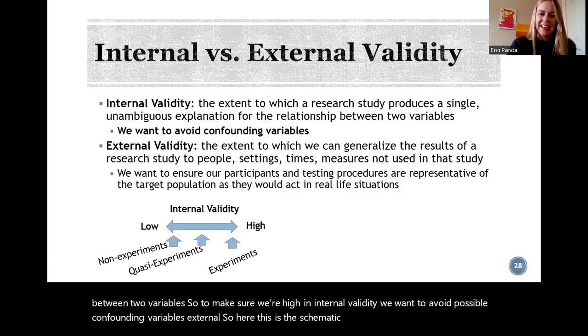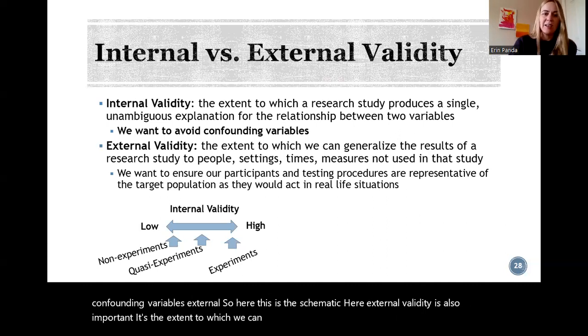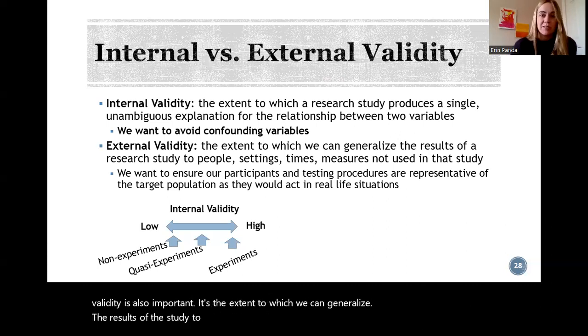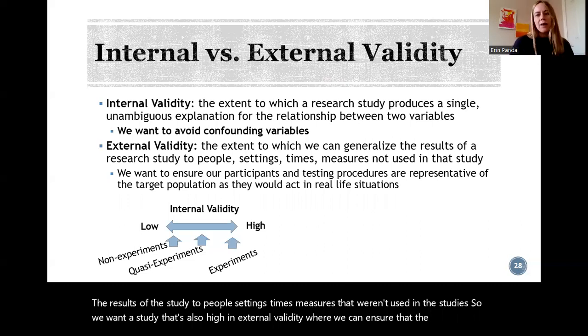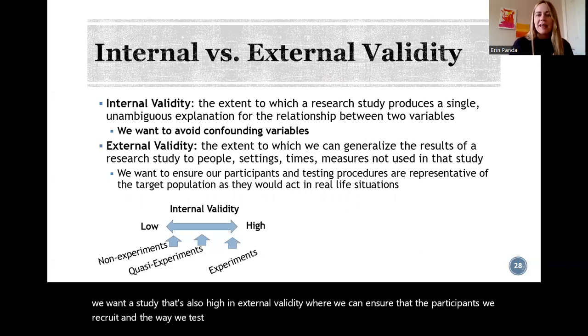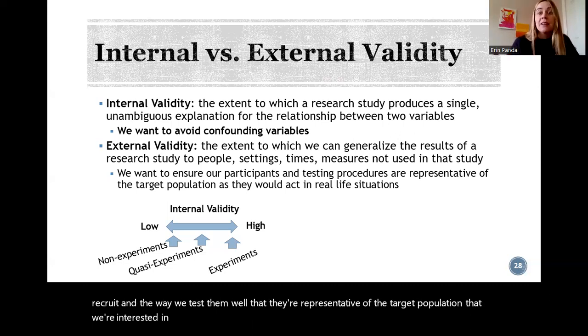External validity is also important. It's the extent to which we can generalize the results of the study to people, settings, times, measures that weren't used in the studies. So we want a study that's also high in external validity, where we can ensure that the participants we recruit and the way we test them are representative of the target population that we're interested in, doing things that are more like real life scenarios.